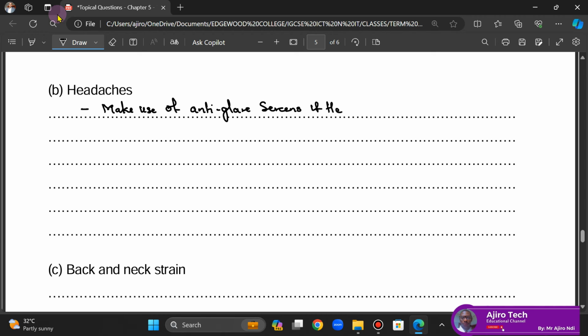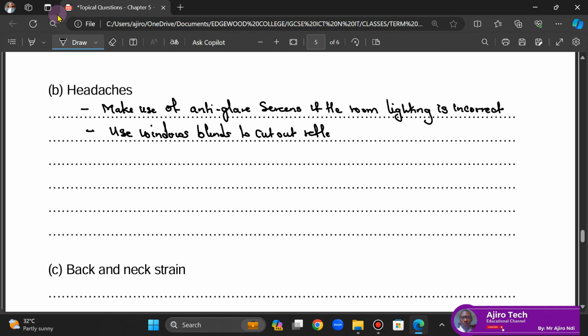if the room lighting is incorrect. Or you can use window blinds to cut out reflections, which can cause you to squint your eyes.